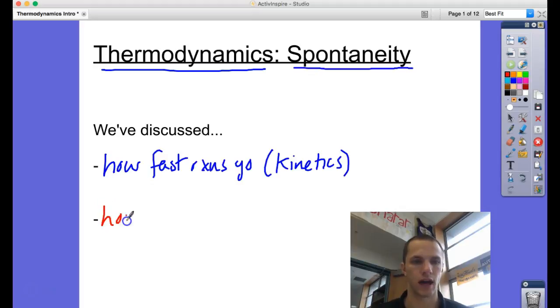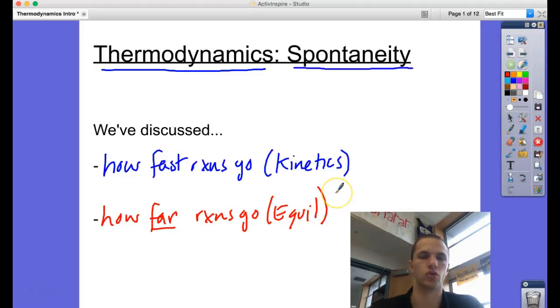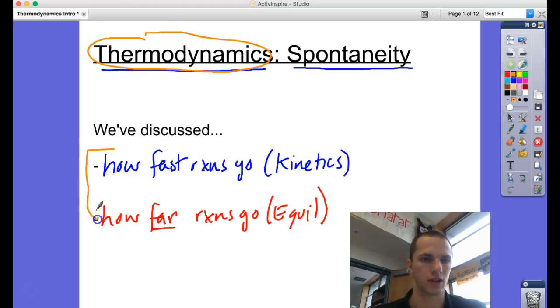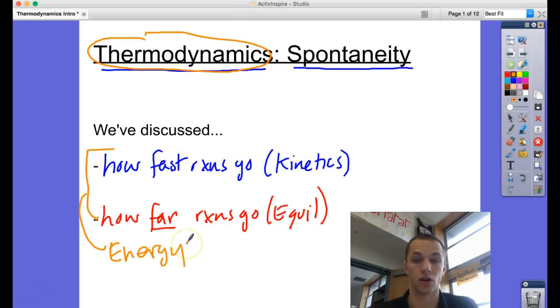We've also talked about how far reactions can go, and that's what we just covered about equilibrium, based on Q and K and predicting shifts. Where thermodynamics comes in, thermodynamics is talking about how does energy affect these things. So we know all chemical reactions involve changes in energy. We need to figure out how does energy affect, or does it affect, how fast reactions go, and does it affect how far reactions go.